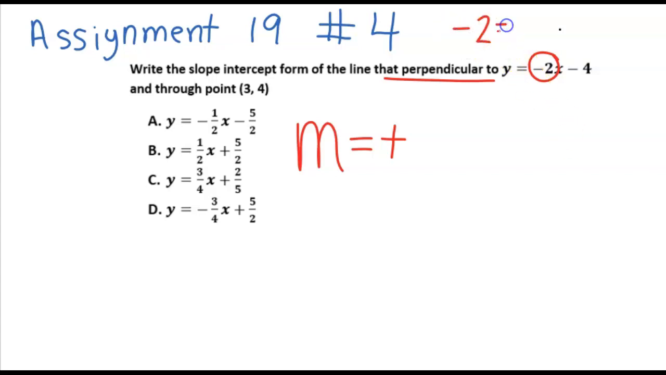Reciprocal means you flip the fraction over. Find the equation in slope-intercept form. We have a point, we have a slope, so we would start with point-slope form. And when I do point-slope form, I always start with the slope, because I know the slope, it's right there.